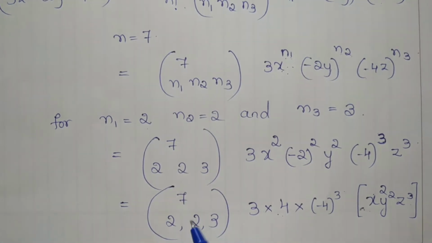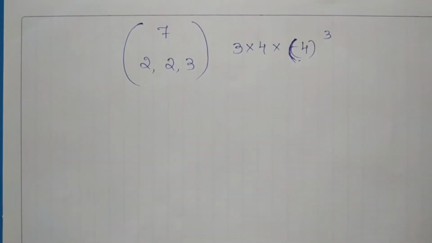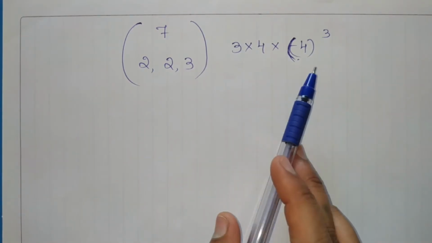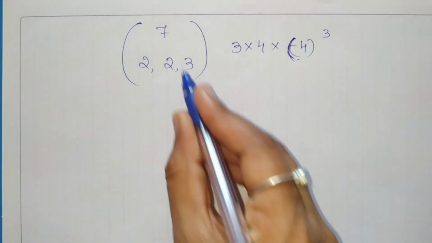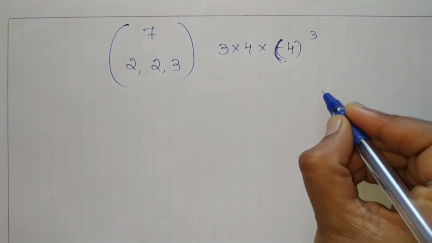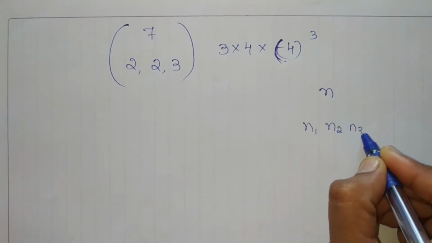So n1, n2, n3. So this number is nothing but coefficient of this term. Just you have to solve this and simplify. So this number is what? Coefficient of x square y square z cube. So how to expand this? How to evaluate this? So you know that n1, n2, n3.